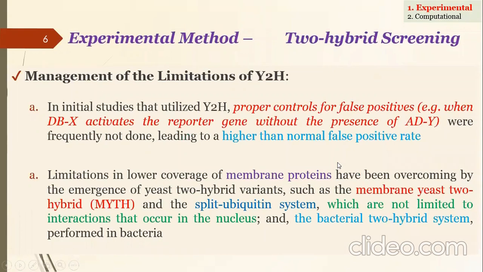So how we can manage the limitation? So in initial studies that utilize yeast two hybrid, proper controls for false positive, for example, when binding domain activates the reporter without the presence of AD, were frequently not done, leading to a higher normal false positive rate.